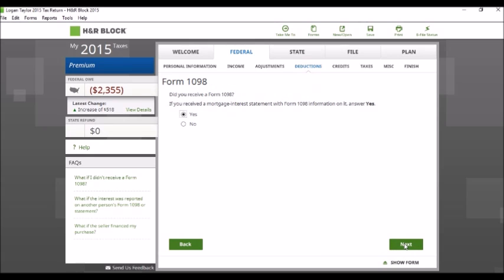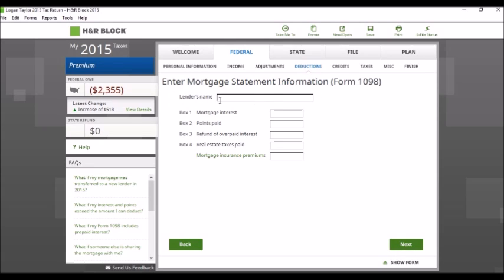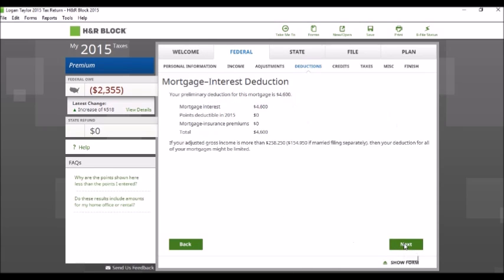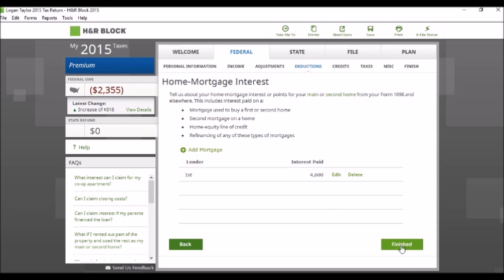If you go through the assistant, it's going to ask you a lot of questions and you don't know the answers to them. So just do the quick input. We don't even know the lender's name, so just put in the mortgage interest that the text tells you, which is $4,600. Okay, and we'll just next through this. Yep, $4,600. Okay, and then finish.